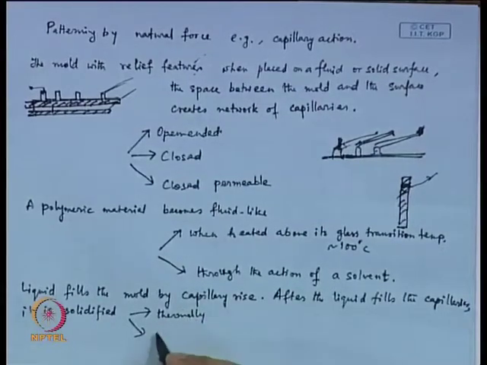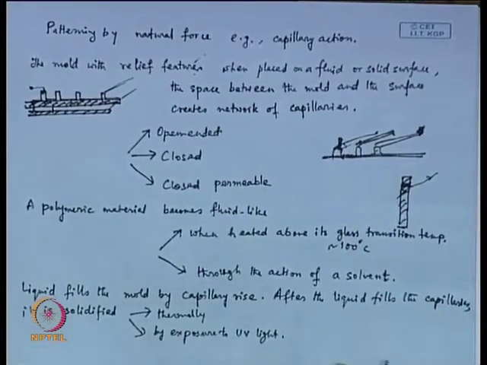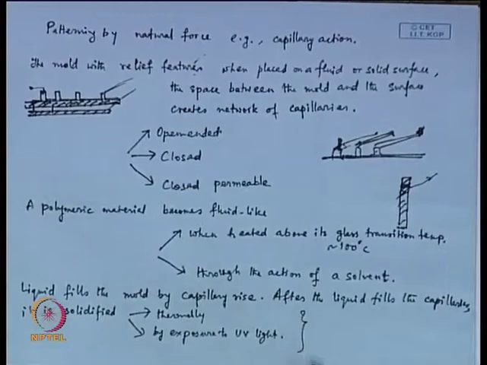Or by exposure to UV light. A lot of times it's a pre-polymer. You have all the ingredients, but the solidification process is initiated once you expose that polymer to UV light. So that is also another possibility. And once this is solidified, then what you do is you go for removal of the mold. So the mold is removed.